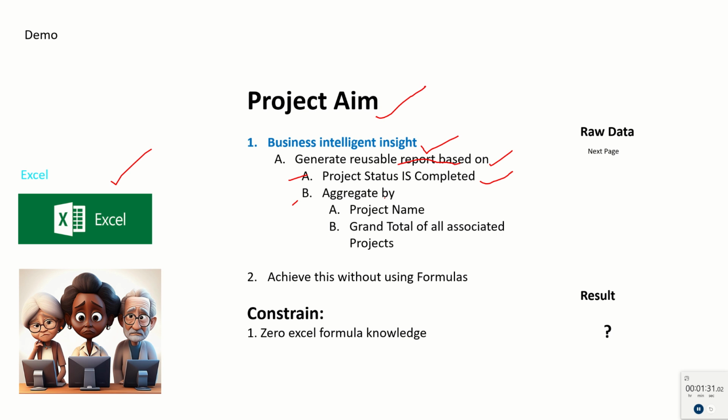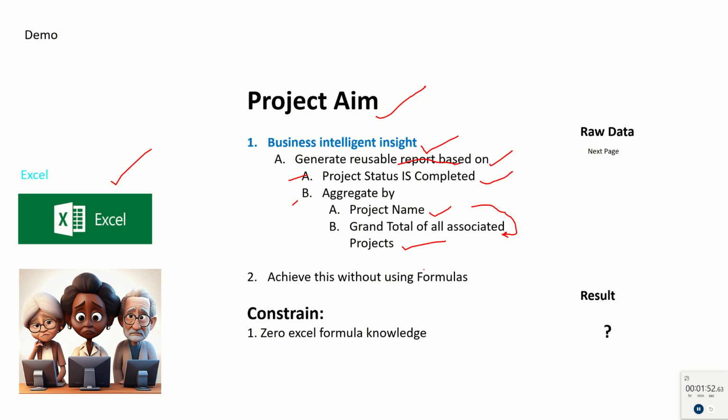B, they want us to aggregate it. Aggregate just means to sum it up. What kind of aggregate do they want? They want us to aggregate by the project name. They want to see the project name. They also want a grand total of all associated products. All right, after we get these bits, then they want us to aggregate it.